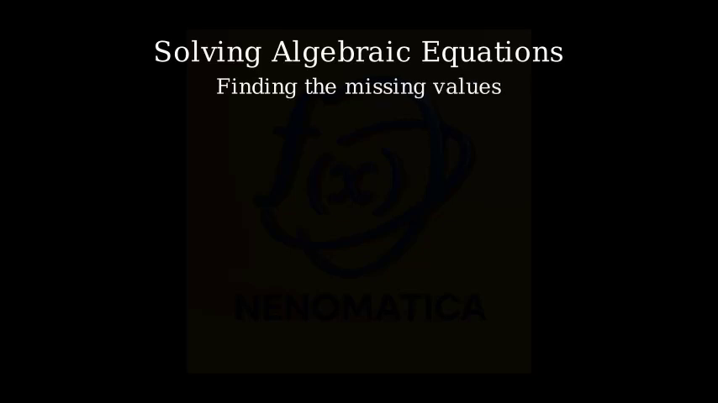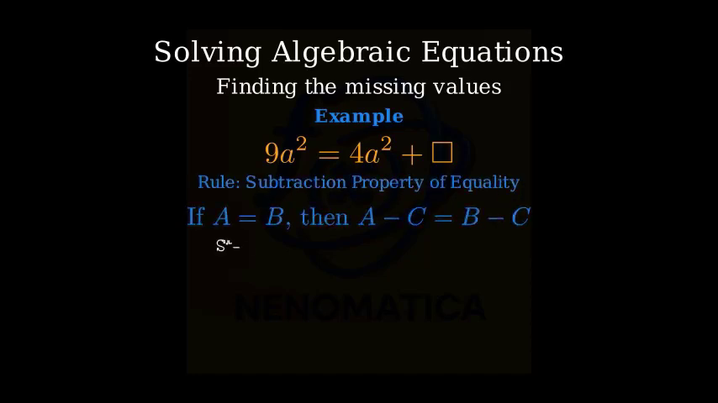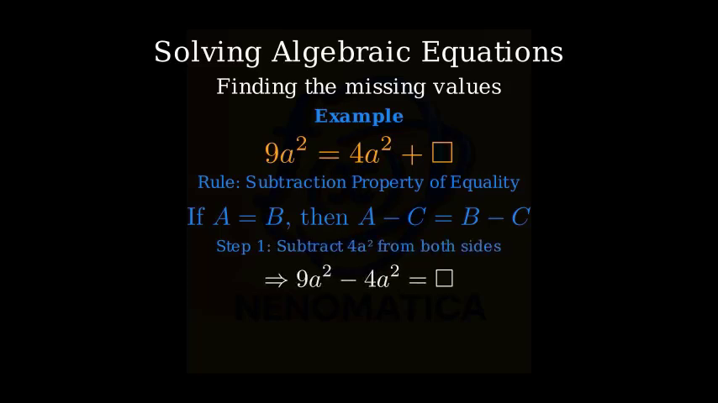Next, we'll work through algebraic equations and solve for the missing values. We'll go step by step through each equation, applying algebraic operations carefully to find our answers. Let's begin with our first example. We need to find the missing term in the equation 9a squared equals 4a squared plus blank. We'll solve this step by step. First, we need to isolate the variable terms on one side of the equation. Let's start by subtracting 4a squared from both sides.